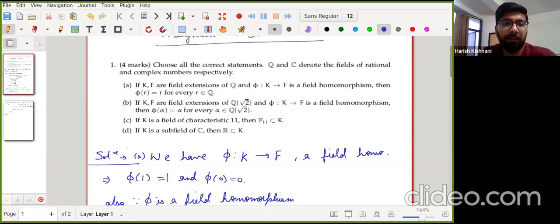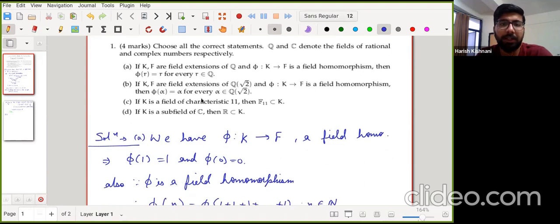So in the first part, we saw that if K and F are field extensions of Q, then phi fixes each and every element of Q. But now the second part says if K and F are field extensions of Q root 2, then it fixes every element of Q root 2 as well. So definitely a field extension of Q root 2 is also a field extension of Q, but we just need to check what happens with root 2.